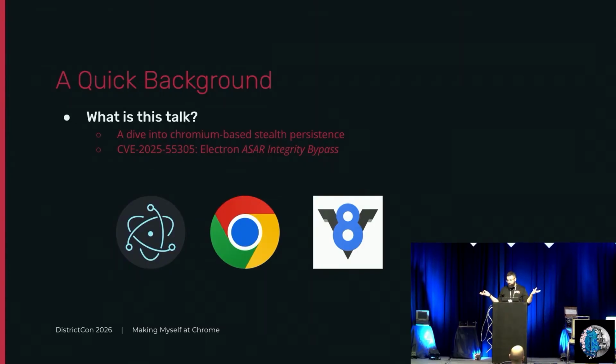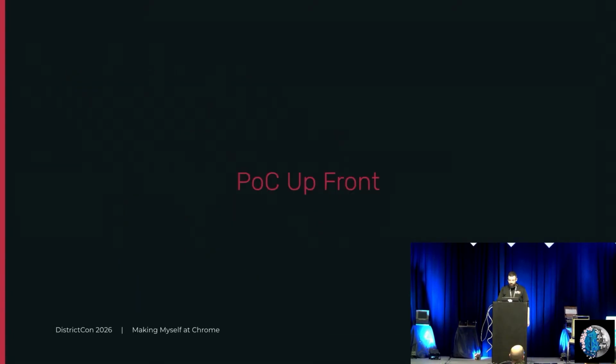The Electron framework, for anyone not familiar, is built on top of Chrome and V8. It's a desktop app framework that allows people to build apps using technologies they know and love in the web ecosystem. So let's talk about code signing, integrity, and what that means in that ecosystem for an offensive security professional.